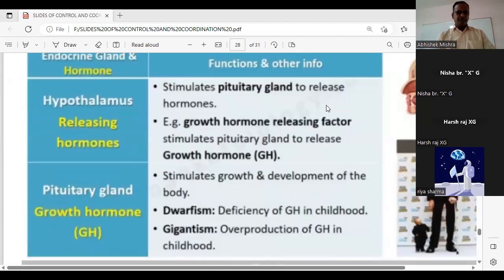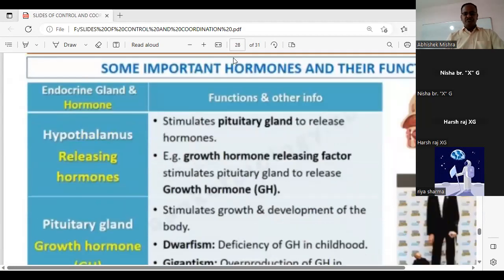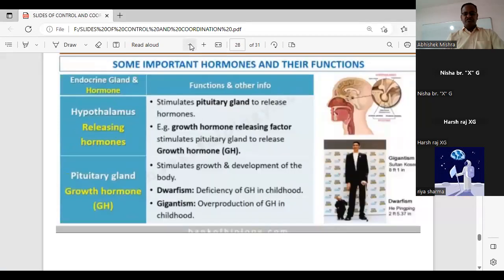First of all, let us start with the first gland, the hypothalamus. Students, we have studied the structure of the brain also. There you have seen the location of the hypothalamus, yes or no? The hormone secreted from the hypothalamus: the hypothalamus secretes releasing hormone. And just below the hypothalamus, you can see the pituitary gland is located.